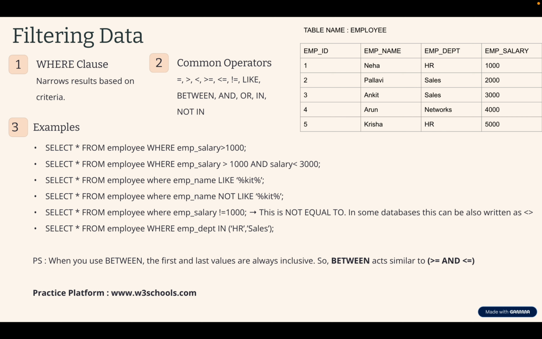In the third query, we are using the like operator in the where clause. So we are asking the database to return all the records where employee name is like KIT. If you see the data here from the table, you will know that it will return only the data for employee ID 3 because for employee ID 3, the employee name is Ankit. And if you see, in Ankit, the name ends with KIT. Similarly, I have given examples of other operators. I will take up all the other operators in detail in the next videos.